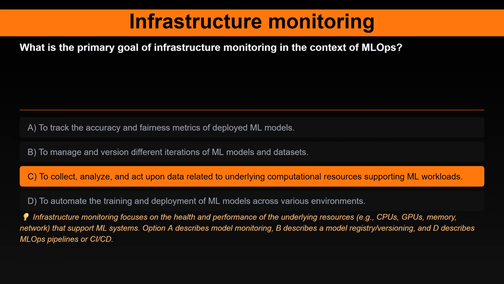The correct answer is to collect, analyze, and act upon data related to underlying computational resources supporting ML workloads. Here's the explanation. Infrastructure monitoring focuses on the health and performance of the underlying resources, e.g. CPUs, GPUs, memory, network, that support ML systems. Option A describes model monitoring, B describes a model registry/versioning, and D describes MLOps pipelines, or CI/CD.